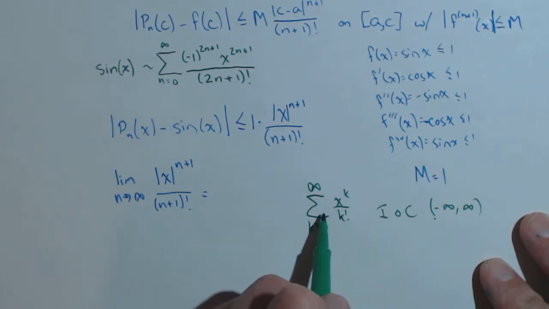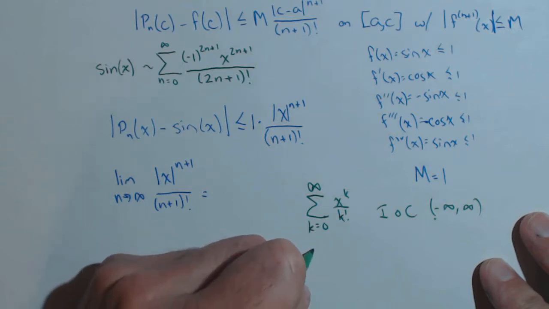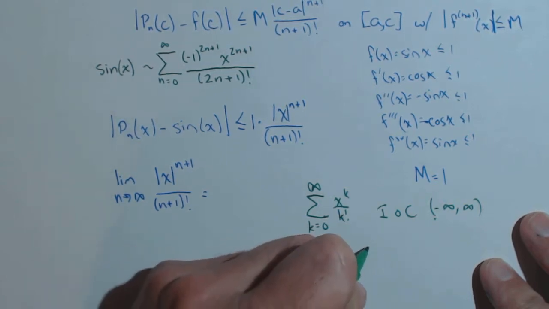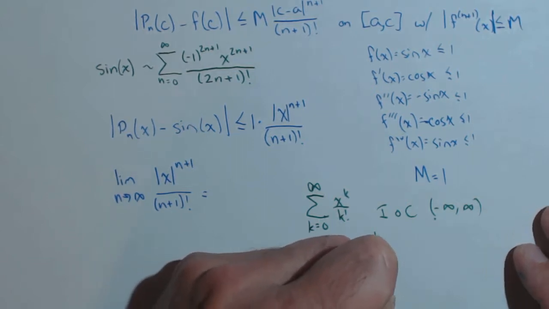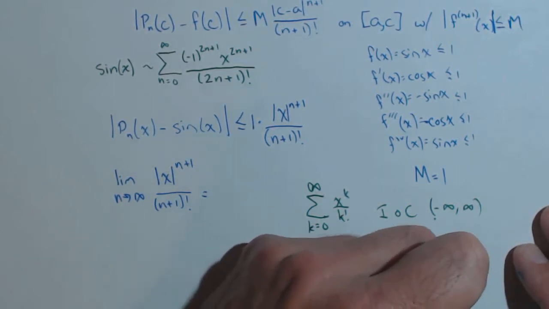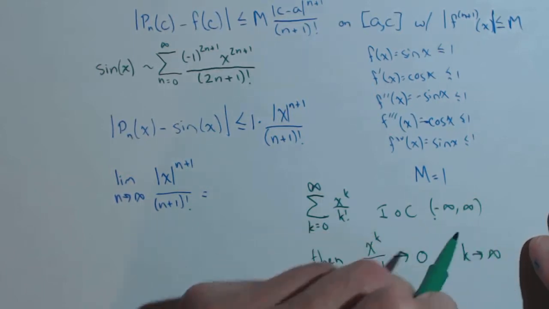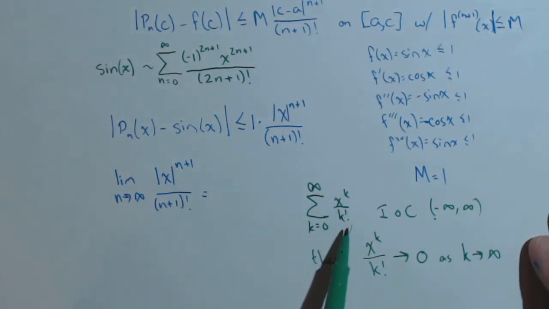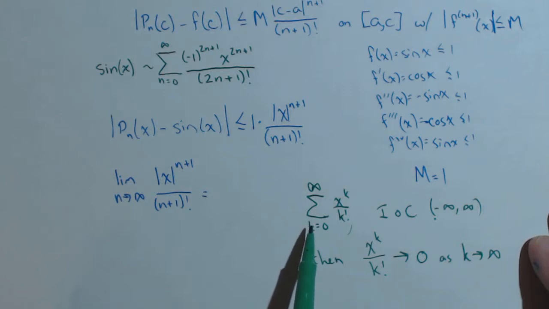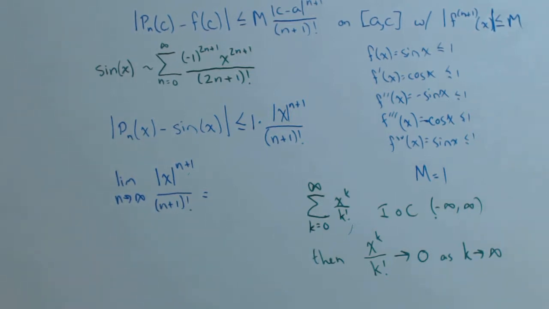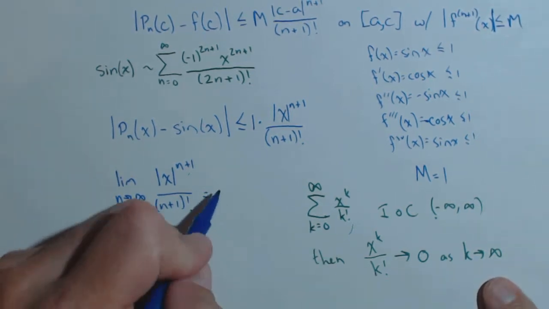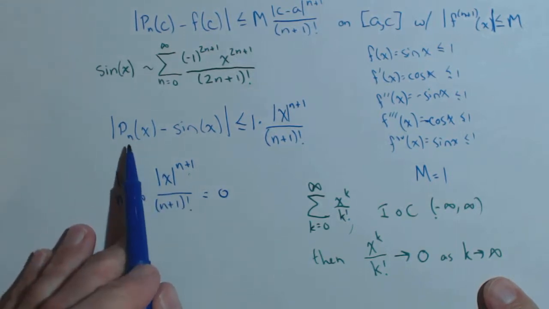Well, what that means is I have a convergent series, and if it's a convergent series, then from what we know of series, x to the k over k factorial must go to 0 as k goes to infinity. Right? The sequence piece must go to 0 if the series converges. Look at the form here, x to the k over k factorial. Basically let k equal n plus 1. We've essentially got the same thing. So we're using this to show that this equals 0.